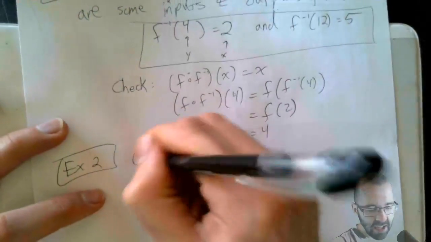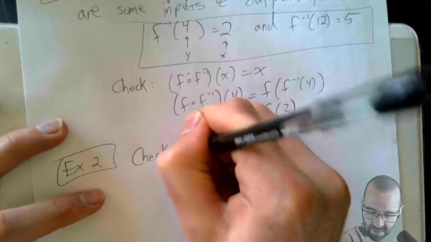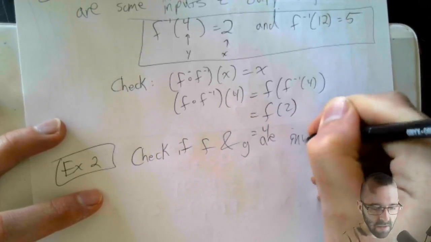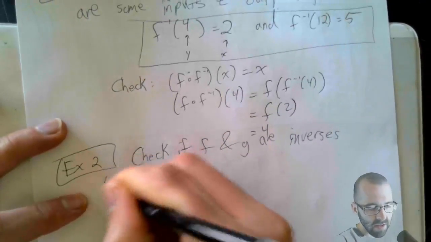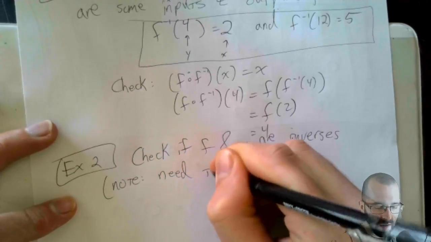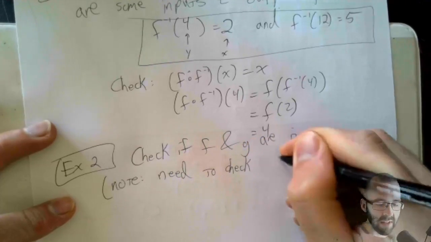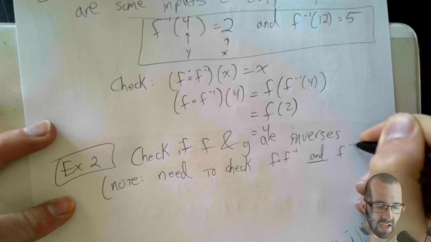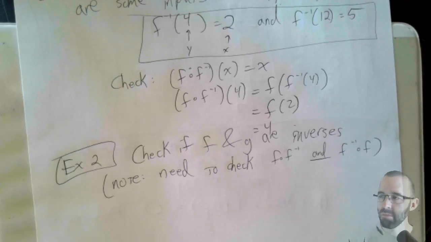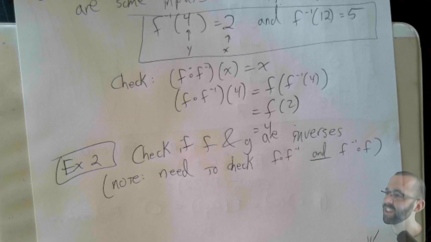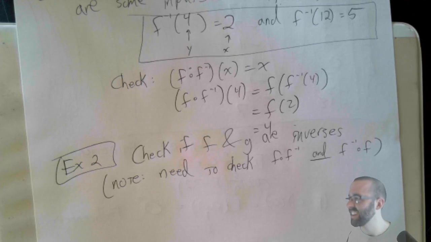All right, check if f and g are inverses. And note, you need to check f of g and g of f. You need to check both directions. Watch this. You're going to be excited when you see example 2, Lexi. For sure, you're going to be excited.